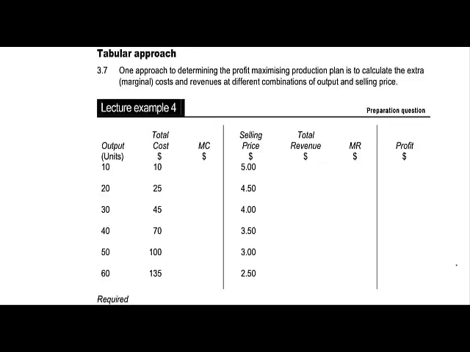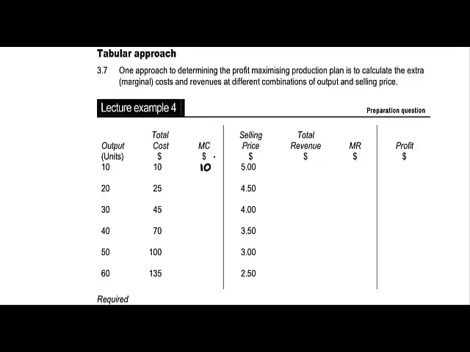An alternative way to calculate the profit maximising production plan, instead of using all of that algebra, is if we are given information about the costs and revenues at different combinations of output and selling price. So we're going to use lecture example 4 to show us how to do this. So let's look at the marginal cost first of all. So the output's going up by 10 units at a time. So initially our marginal cost is obviously just going from 0 to 10.